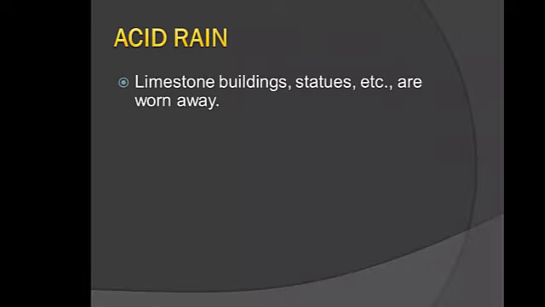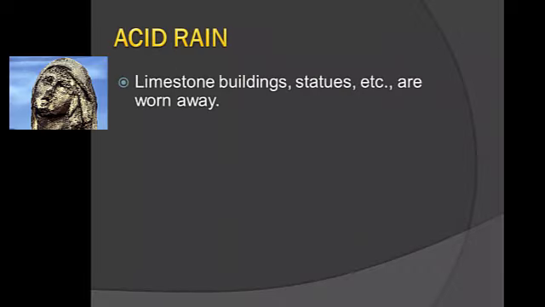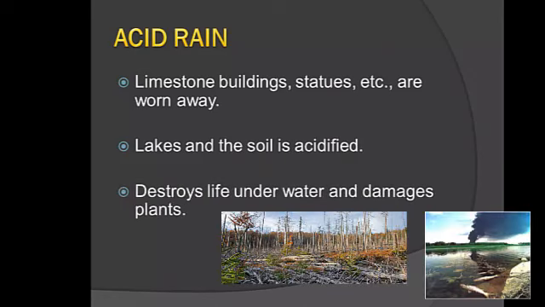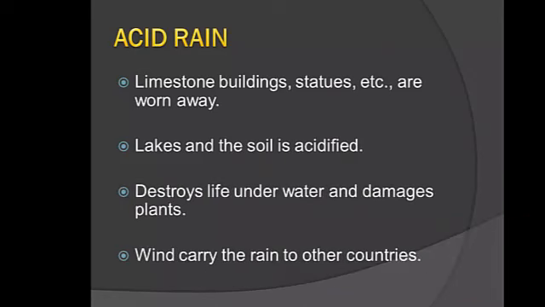What happens when there is acid rain? Buildings and statues that are made up of limestone wear away. Limestone reacts with acid rain easily. The acid enters the lakes, water, and the soil and acidifies them, and eventually causes serious damage to the life under water and the plants. It also spreads to other regions through the wind.